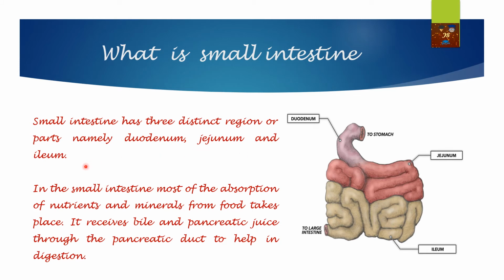Now what is the importance of the small intestine in our body? It helps in the absorption of nutrients and minerals from the food. It receives the bile and the pancreatic juice, very important. It receives the bile, this is basically the duodenum part of the small intestine. It receives the bile and the pancreatic juice through the pancreatic duct to help in digestion. So it is a very important part of the gastrointestinal tract.